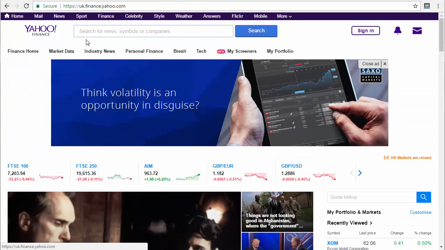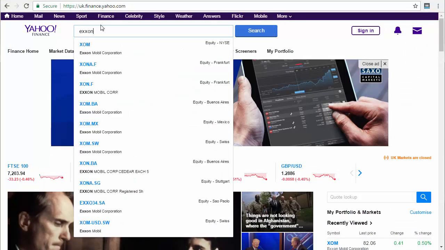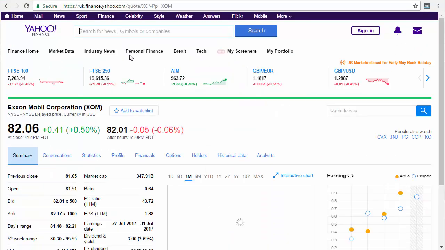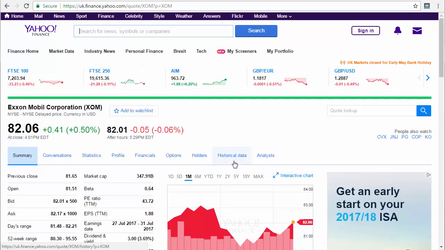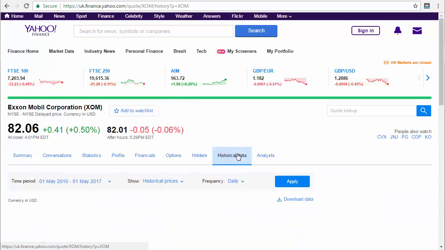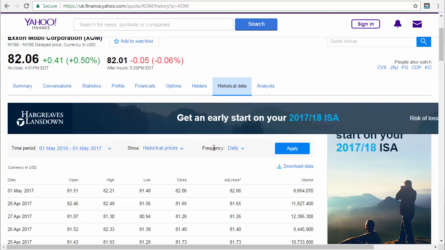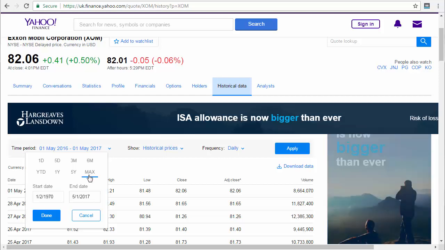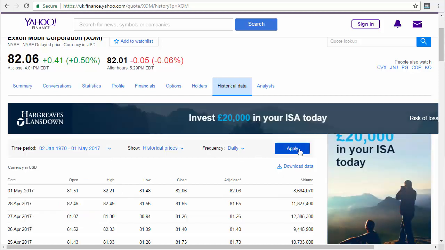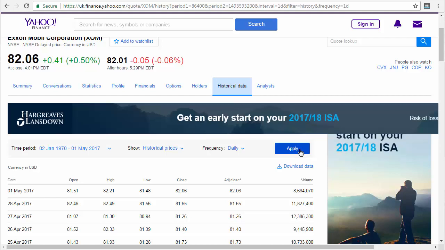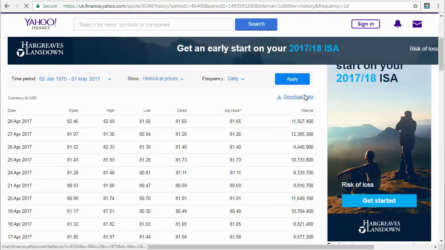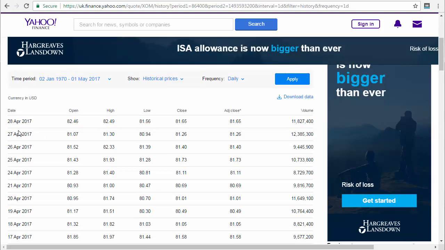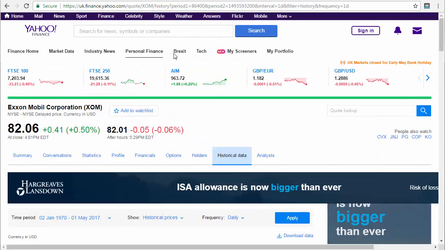You can find that data by finding the stock that you're after. You've then got this historical data section, and what you need to do is simply look at the daily pricing and obtain as much data as you possibly can by choosing max. Hit done, apply, and then you'll be able to download the closing price as well as the date for each of these stocks.